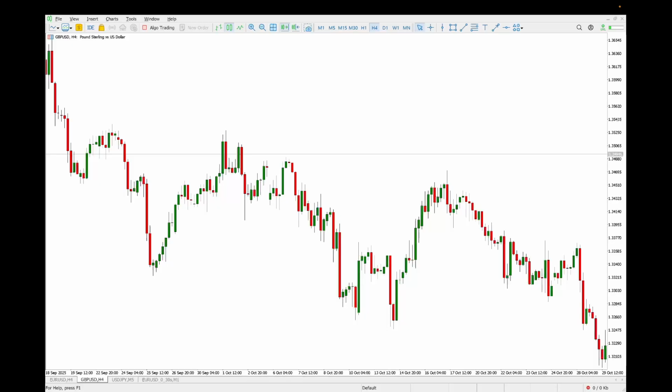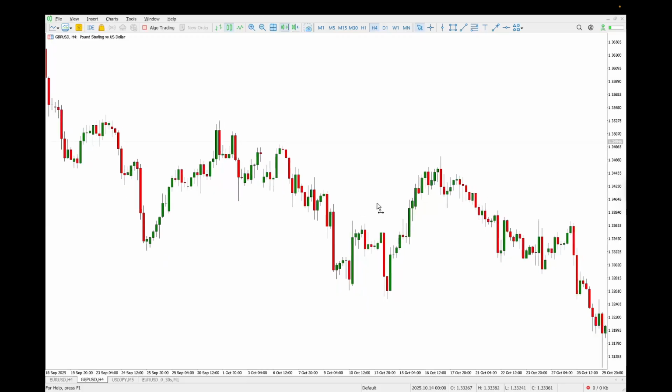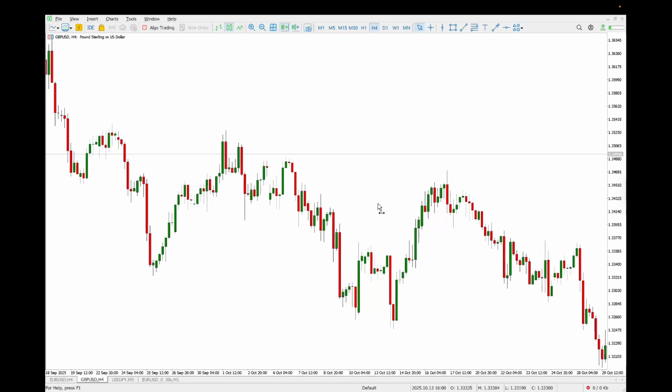In this video we'll be looking at the ICT Fibonacci levels for MT4 and MT5. We'll look at how ICT uses Fibonacci retracements and extension levels on MetaTrader charts, how they appear and what they mean inside ICT structure. Without wasting much of your time, let's get started.